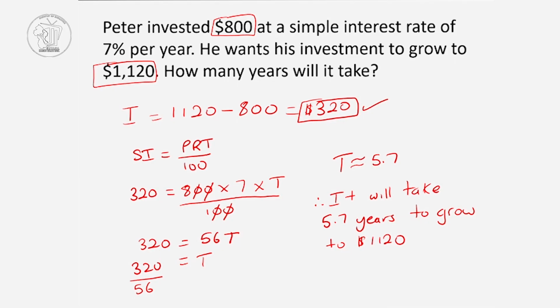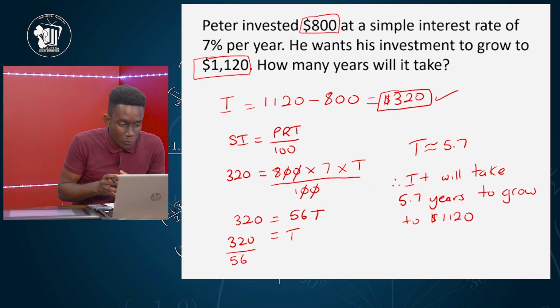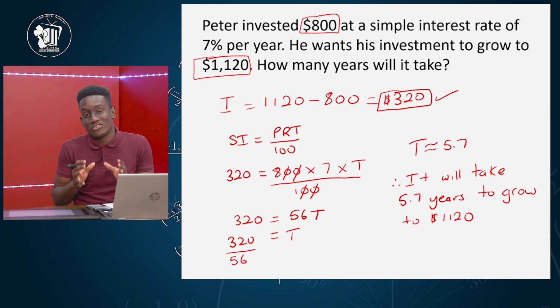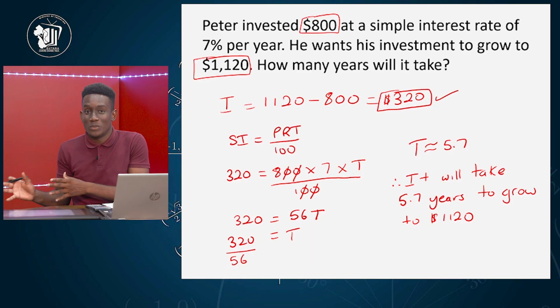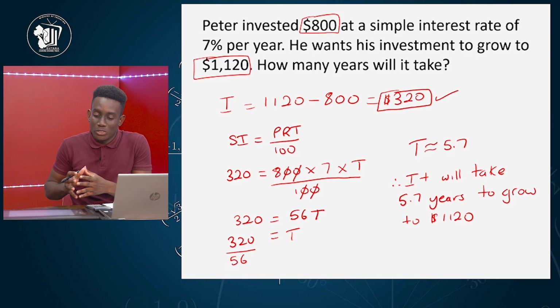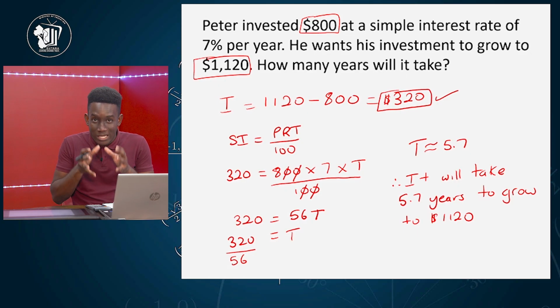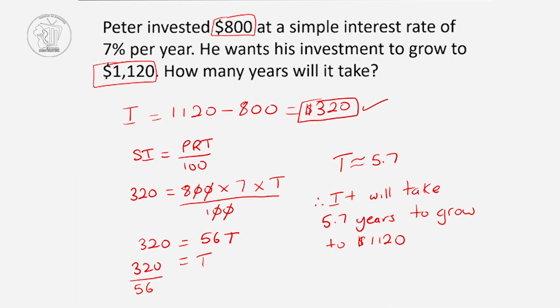$1,120. So for this question, we first needed to find what was the interest, what was the extra money that we must gain to reach 1,120. So we do that by finding the difference between the 800 and the 1,120. That would give us $320. And that extra money is what we call the interest.